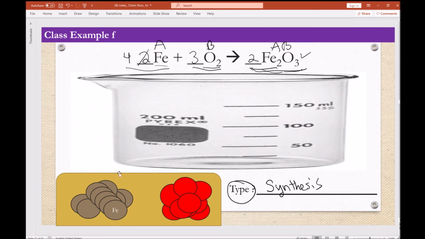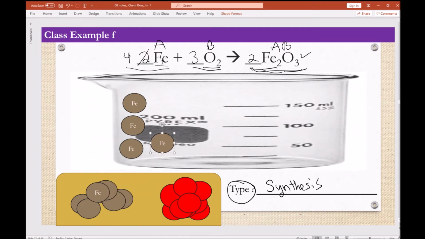Let's demonstrate this using models. I have iron. I'm going to click on this, right click, and send to back. There we go. I have iron, and it says I need 4 iron atoms. I'm going to pull 4 in here, and you'll have this template available to you so that you can manipulate these as well with me. So split your screen, have my video on the left and your PowerPoint on the right. I'm going to pull in 4 iron atoms into my beaker.